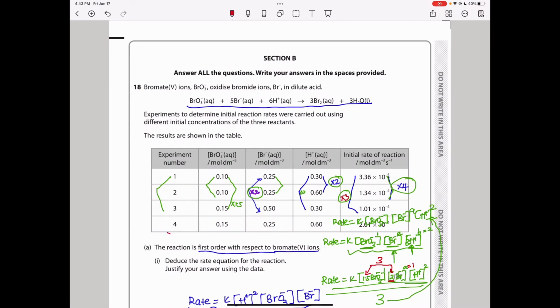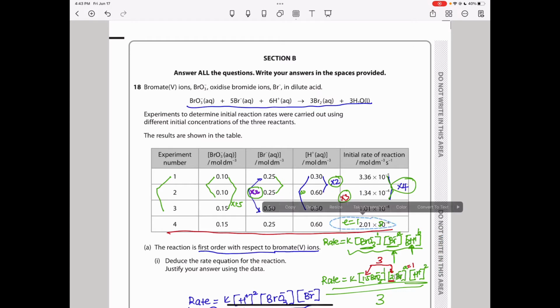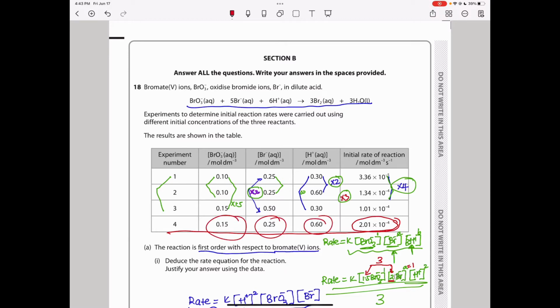Experiment 4, these are the results we're going to use. Again, when I do that, let me take that away to make it neater so that you can see everything clearly. So this is what we're going to use. This is going to be what we feed in as the rate, and these are the individual concentrations we're going to feed into our calculation on the next page.